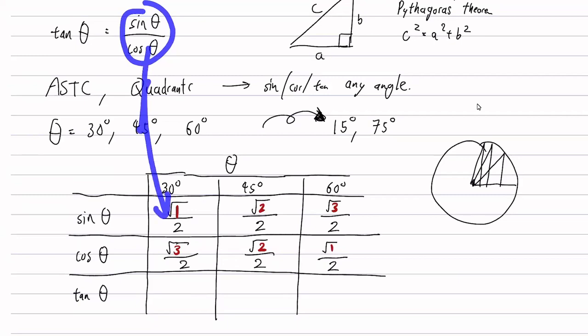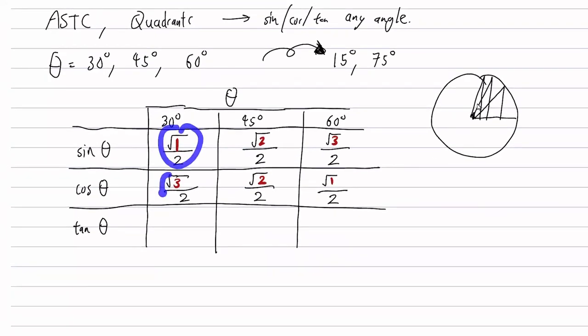We have sine here, we have cosine here for 30 degrees. So that means tangent 30 degrees must be sine 30 over cosine 30. Take this fraction, divide by this fraction. What do you end up with? Square root 1 over square root 3. I'll cancel away the 2, which means that it's really just 1 over square root 3. Because square root 1 is just 1. Okay?